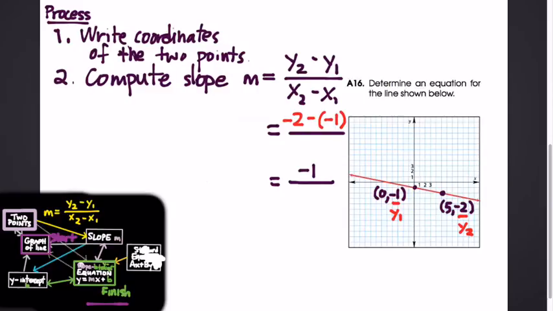Great place to make a sign error. Try and avoid making that sign error. So that's what the rise is. What about the run? What's going to be in my denominator? 0 minus 5. Is that what everyone had?